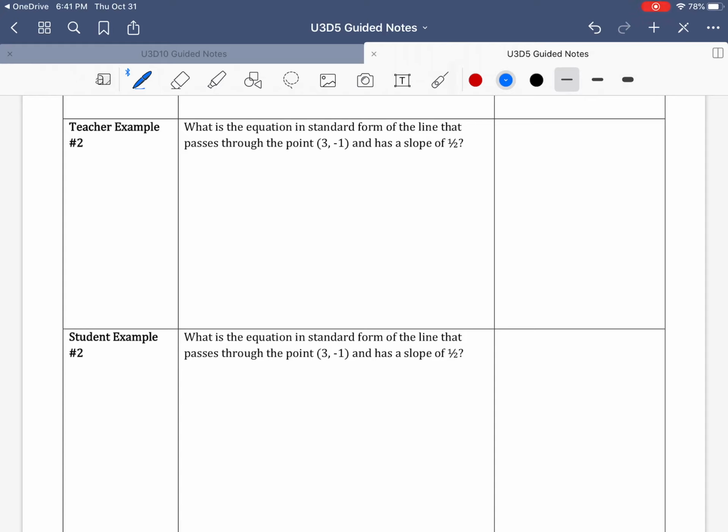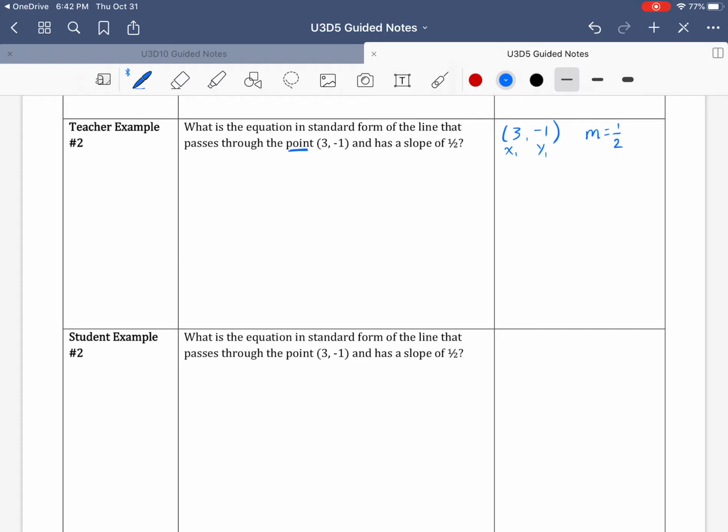Now the second teacher example asks, what is the equation in standard form of a line that passes through the point 3, -1 and has a slope of 1/2? Now here, realize that we have a point instead of the y-intercept. That means 3, -1 is now our x1 and our y1. But our slope here is still just the same, 1/2.